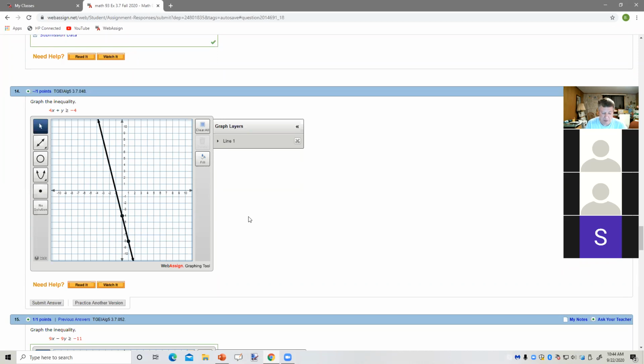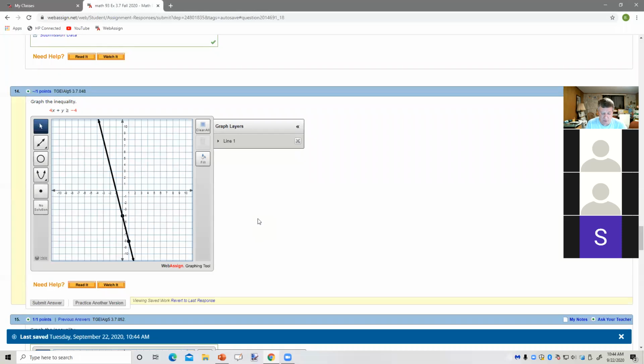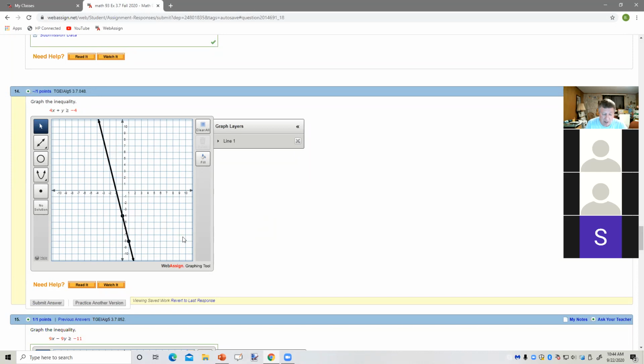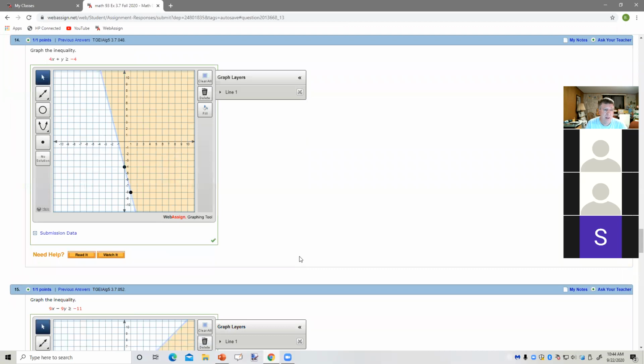No. All right. Now, it said y is greater than or equal to -4x minus 4. So the solid line represents the equal to part. Y is greater than would be above the line, which is over here. So fill, click it on that side, and submit the answer. Yay! All right with that? Yeah. Any part of that problem any of you want me to go over again?